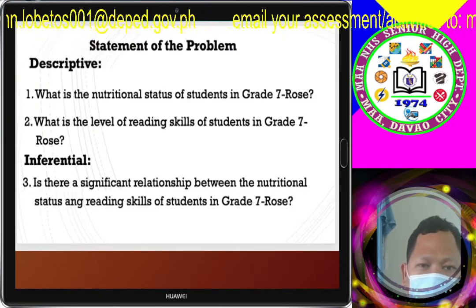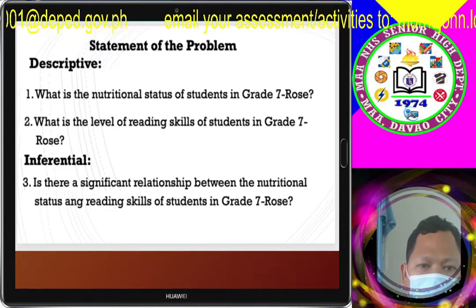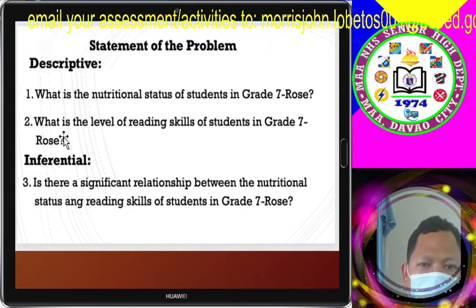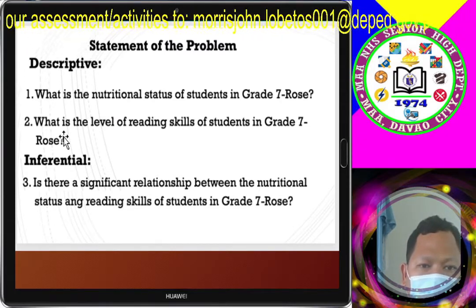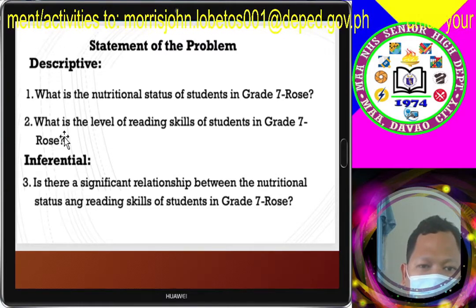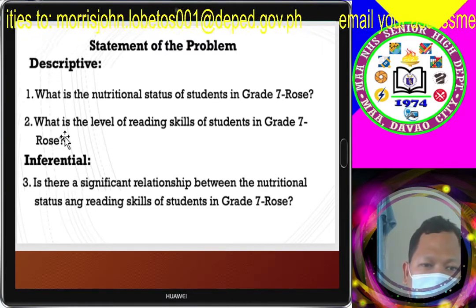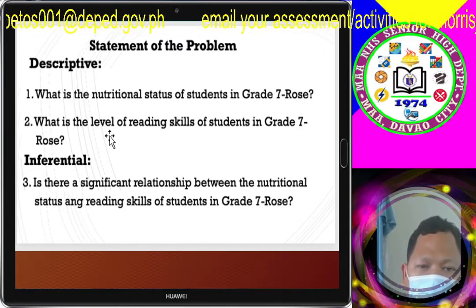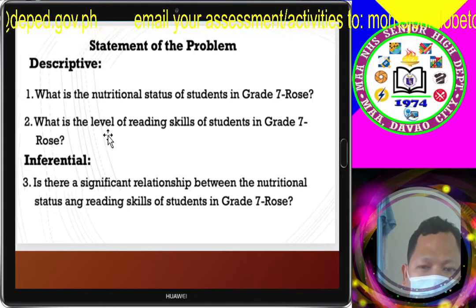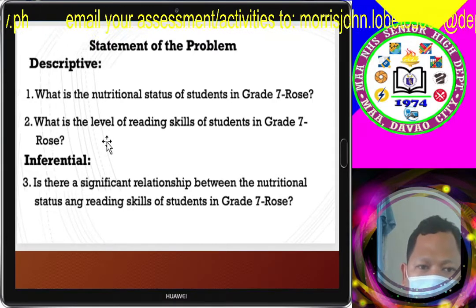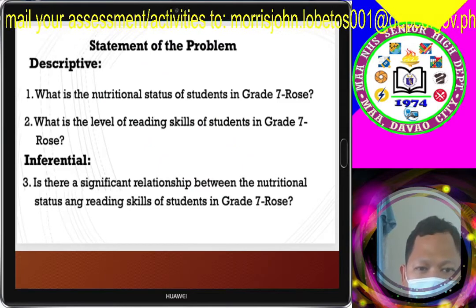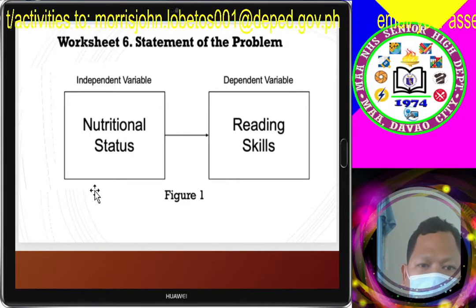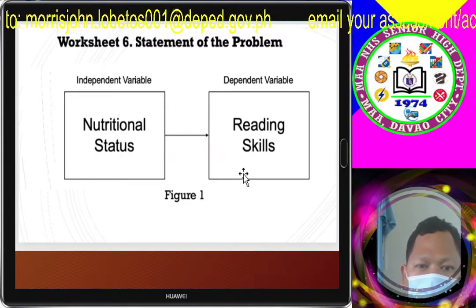So supposing this is the SOP, descriptive questions here are: number 1, what is the numerical status of students in grade 7 rows? And number 2, what is the level of reading skills of students in grade 7 rows? As you can see here, you can already determine what are the variables used in the study. If you're going to make the conceptual framework, this is how it looks like. As you can see here, this is our IV, the status, then DV, reading skills.